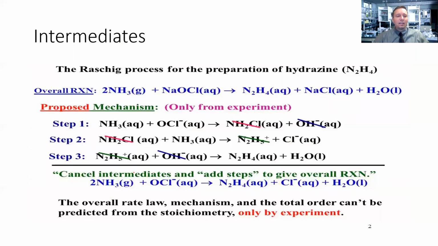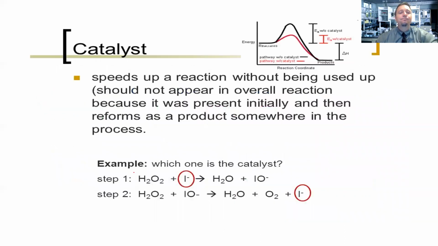So intermediates, here is another mechanism. Notice there are a lot of intermediates in this particular example. You see NH2Cl is canceled off on both sides, OH minus is canceled off, N2H5 plus is canceled off. So those are your intermediates. If you had to identify them from a reaction mechanism, the things you crossed off are typically your intermediates. Now you could have catalysts, and we'll talk about that in a second.